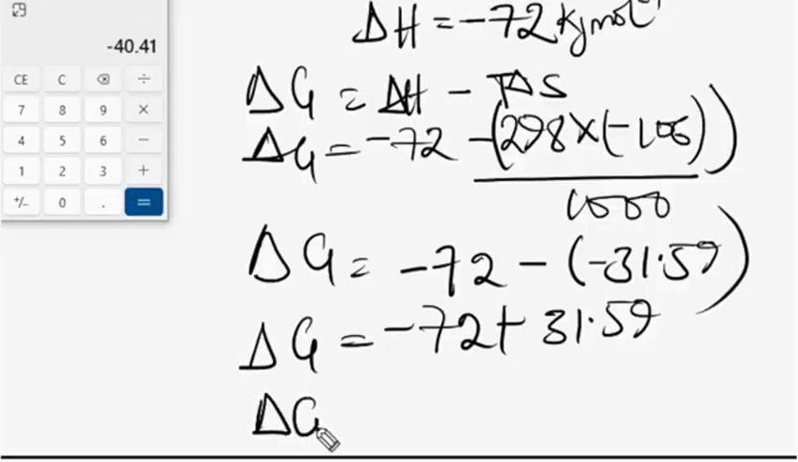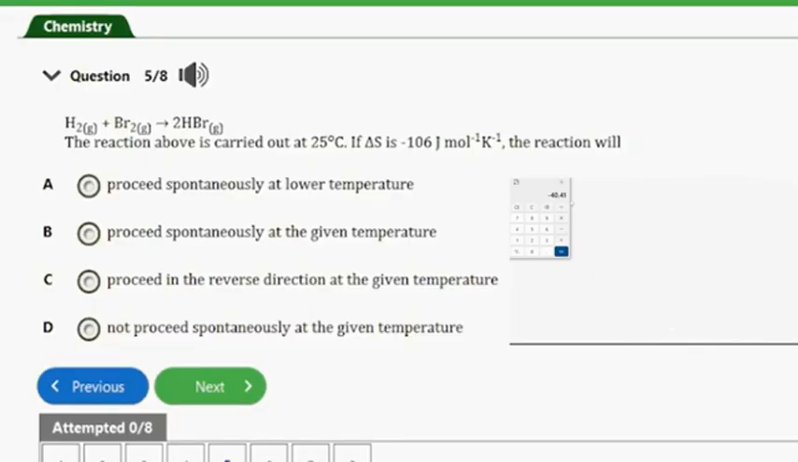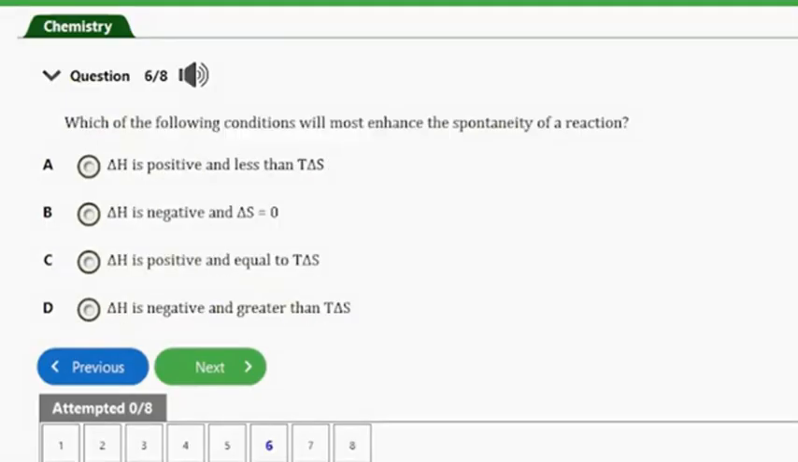So delta G will be negative 40.41. So guys, this indicates that this reaction will be a spontaneous reaction in the forward direction. So it means this reaction will proceed spontaneously at the given temperature. So that will be the answer to this question, and that's option B here. So let's go ahead and wipe off all this, and then let's consider the next question.